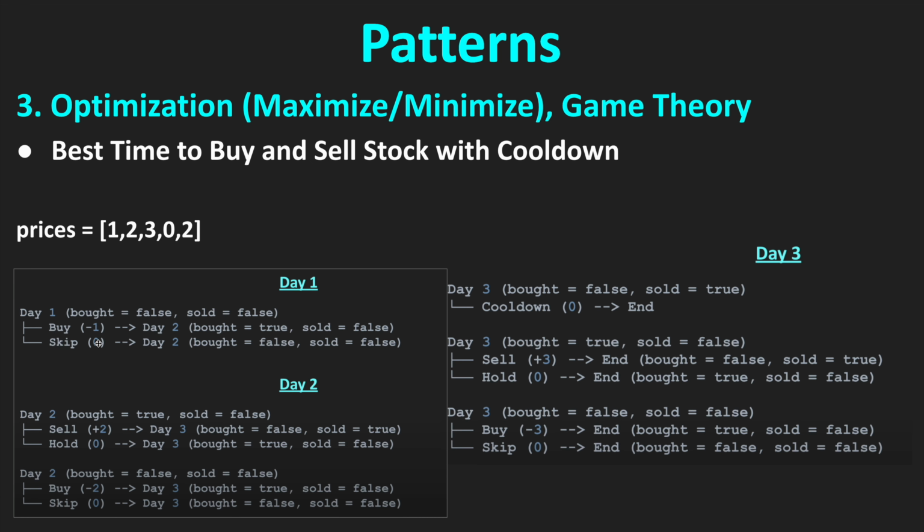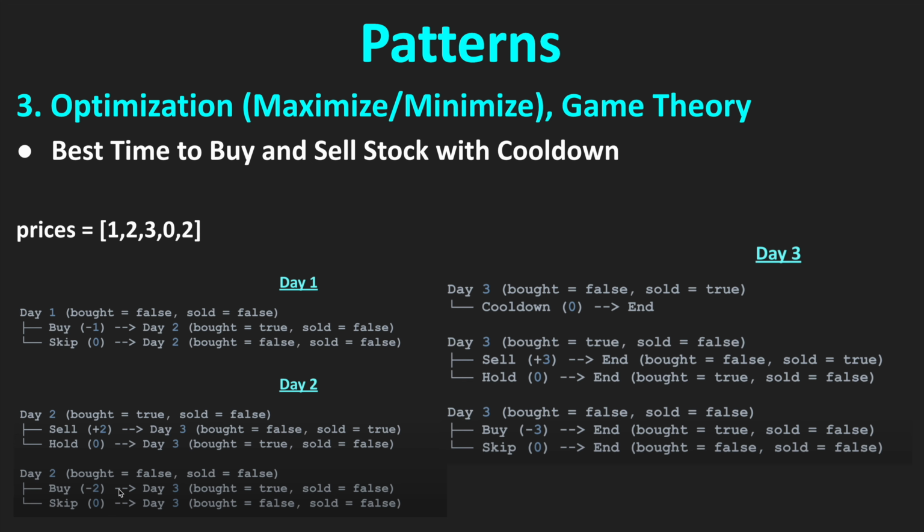And at the second day, what can we have? We can skip, so that's another option. At the second day, if we already bought, then our bought is true, we set that value to true. In that case, we can either sell, so our total value is +2 and we set sold to true, or we can just hold. So that's the second day.